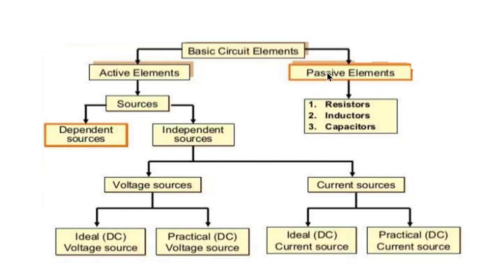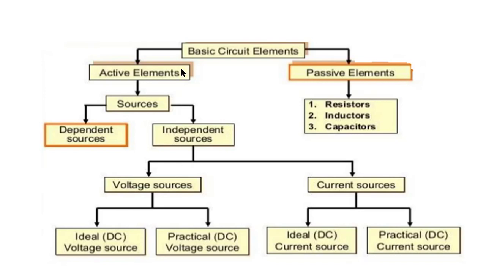Let us consider first what are the basic elements in the circuit theory. There are two types of elements. One is called the active elements, the other is called the passive elements. Passive elements are resistors, inductors, and capacitors. These passive elements cannot generate any power.